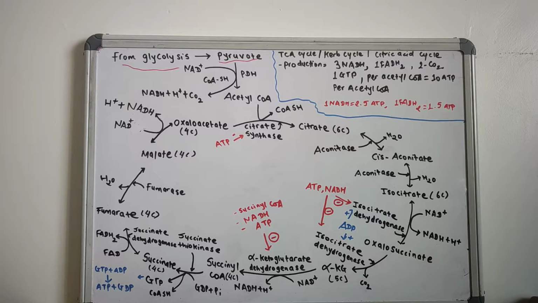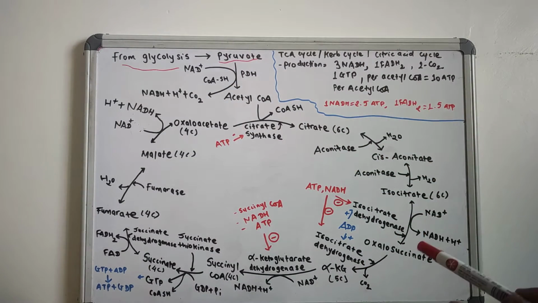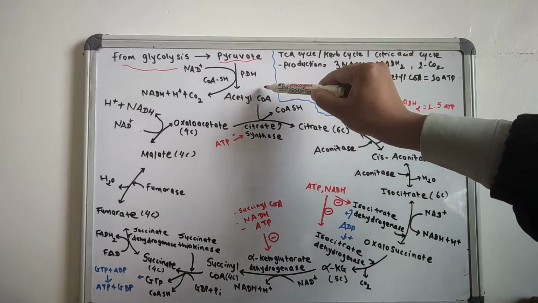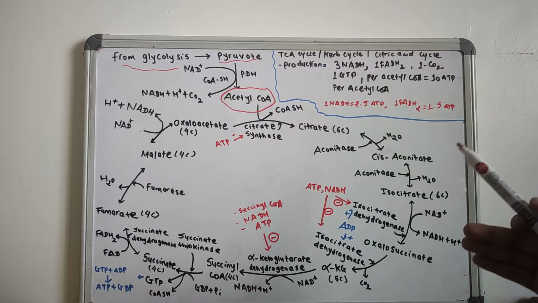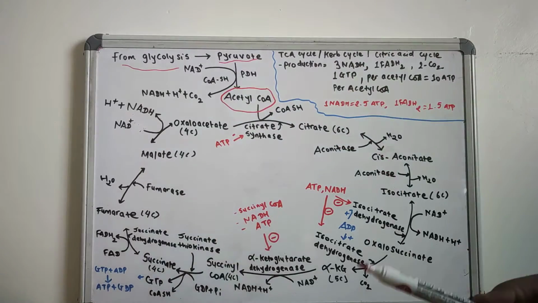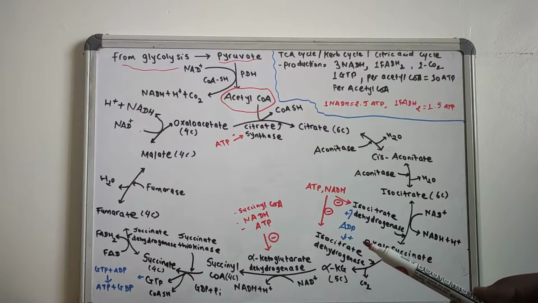This is the pyruvate dehydrogenase enzyme complex. I have already discussed pyruvate dehydrogenase in detail in my previous video. If you haven't learned that, I want you to read the details about pyruvate dehydrogenase before reading this Krebs cycle or citric acid cycle. We have the molecule acetyl coenzyme A, which is obtained upon the action of the pyruvate dehydrogenase enzyme on the pyruvate.